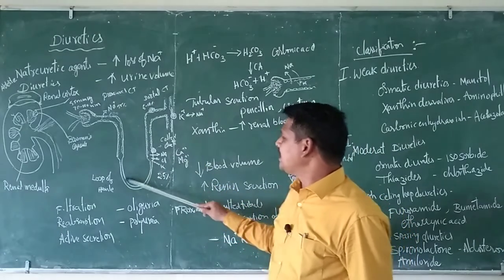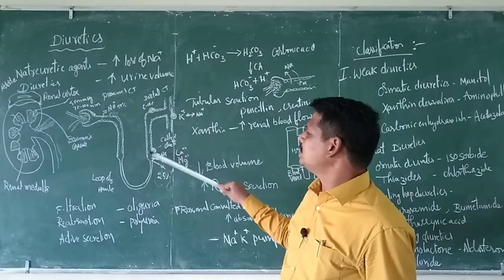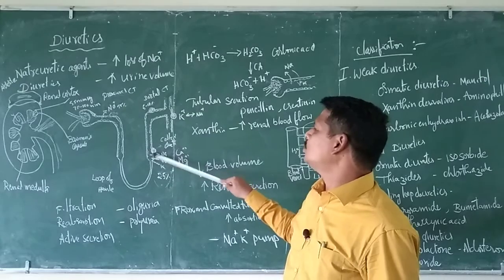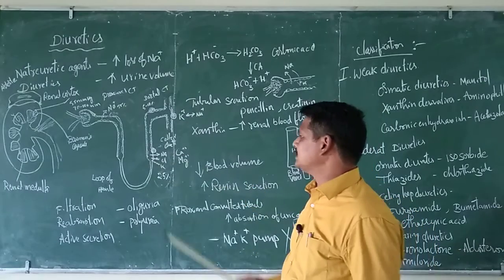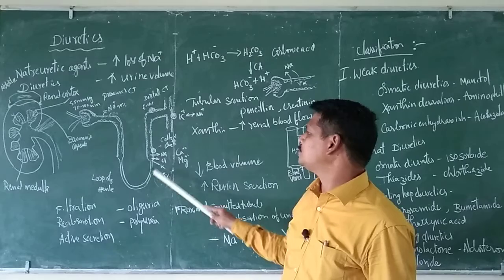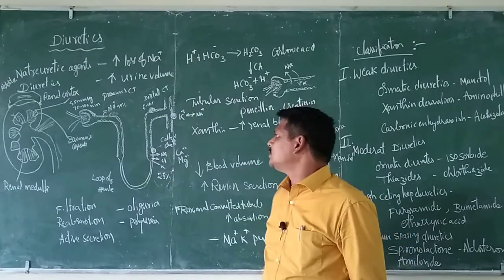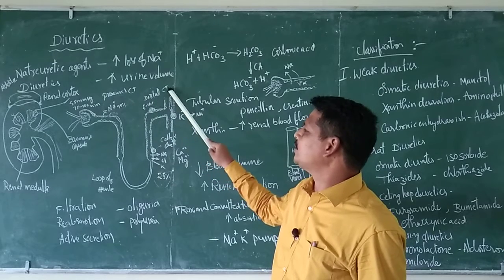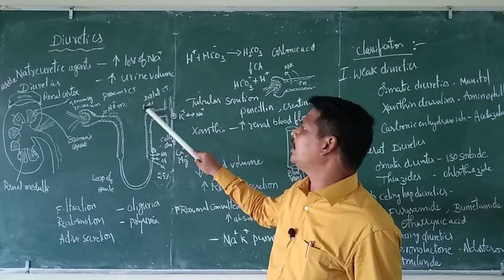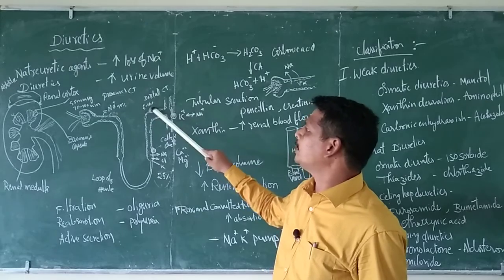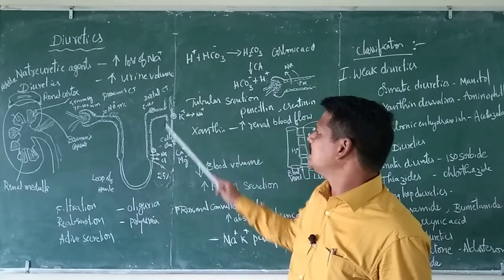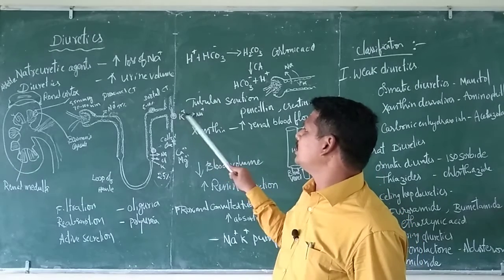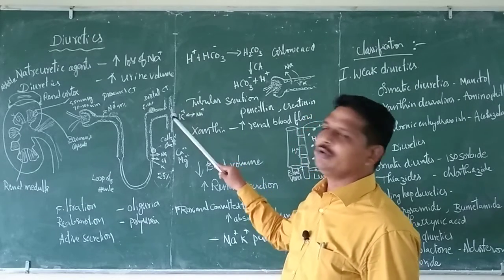Next, the ascending loop of Henle. In this particular region, there is active absorption of sodium, chlorine and potassium. Most of the salts are going to be absorbed here; 25% of the salts are going to be absorbed in this region. Next, this portion is called the distal convoluted tubule. Here 5 to 10% of the sodium chloride is going to be absorbed. Next, these are called collecting tubules, collecting ducts. Here also there will be exchange of ions and sodium is going to be absorbed.